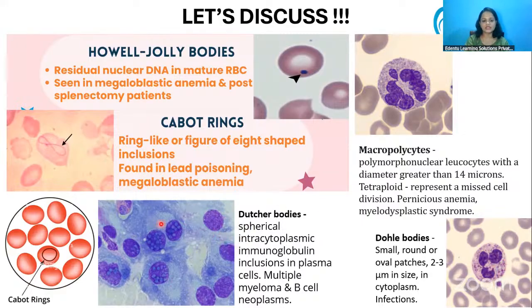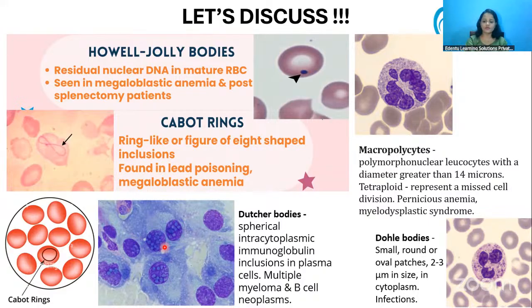Then the next one is the Dutcher bodies. These Dutcher bodies are seen in plasma cells. It is the immunoglobulin inclusion in the plasma cell. They are called Dutcher bodies. They are very similar in appearance to Russell bodies, but they are not Russell bodies. These are the immunoglobulin inclusions that are seen inside the plasma cells.